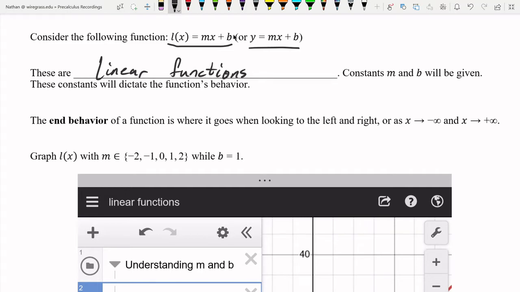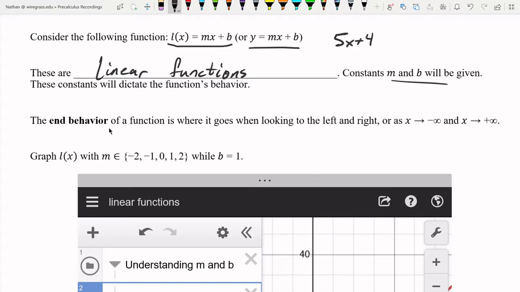And any function that can be simplified down to m and b, where these are just constants that are given some real number, for instance, I don't know, 5x plus 4. If you can simplify any function down to just this statement here, then it is a linear function. Now these constants m and b are going to dictate the behavior of this graph.